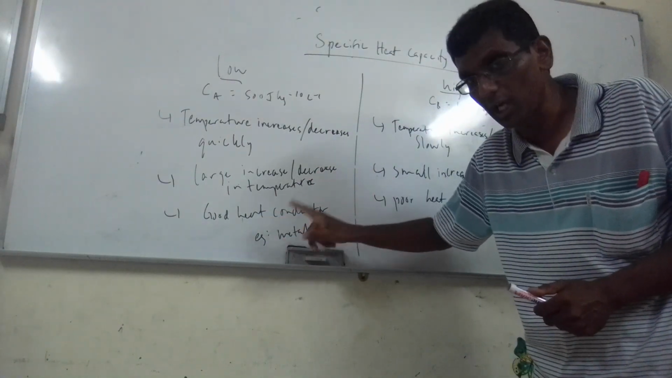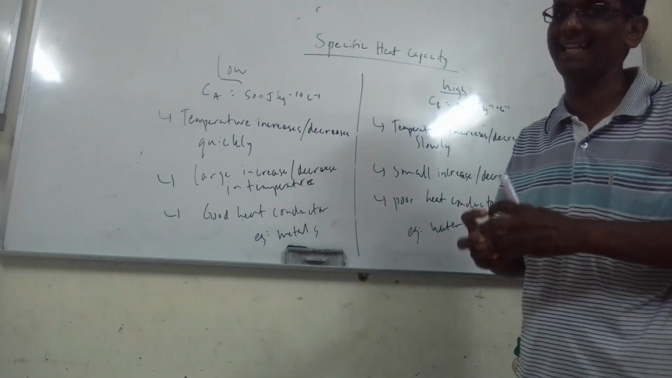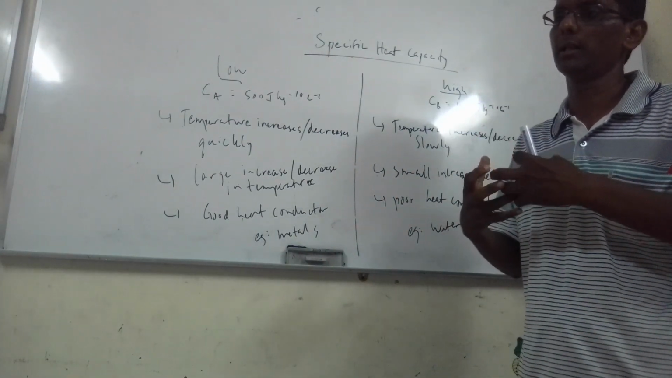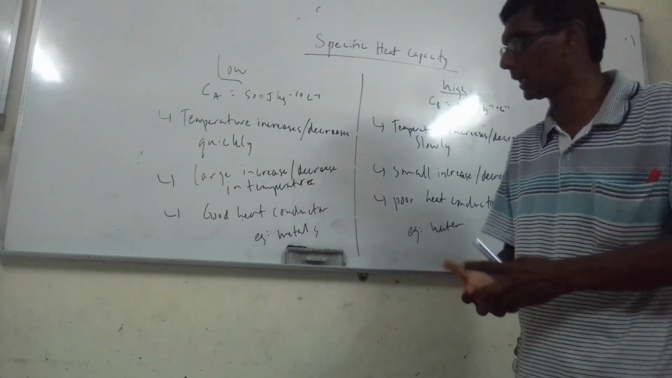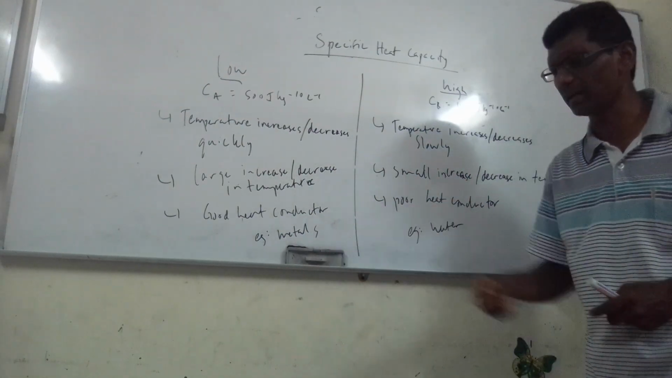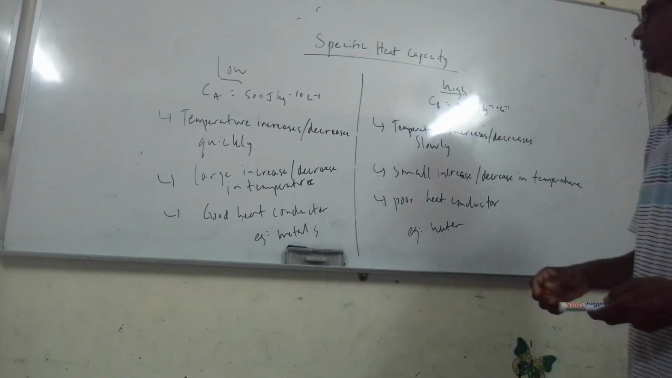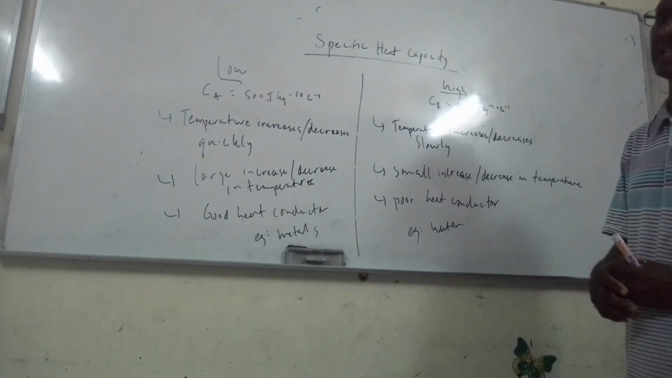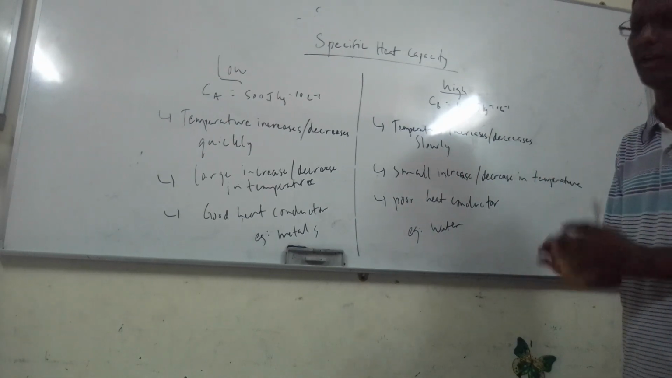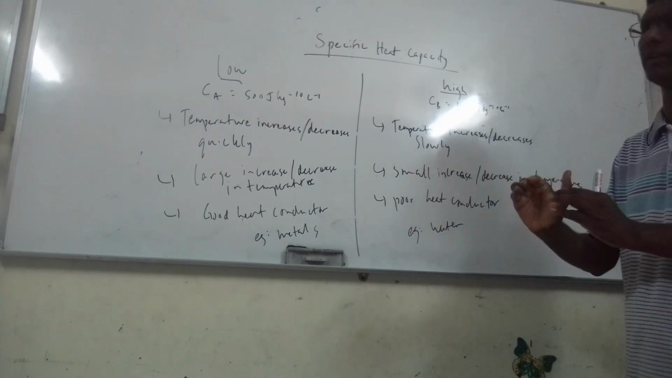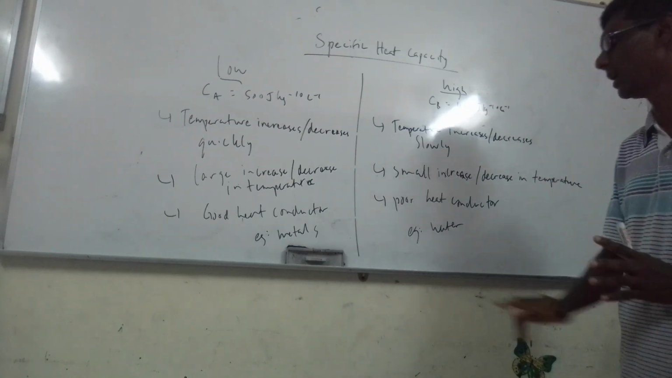They are good heat conductors. They can conduct heat quickly and heat up quickly. For example, metals. And with high specific heat capacity, temperature increases or decreases very slowly.